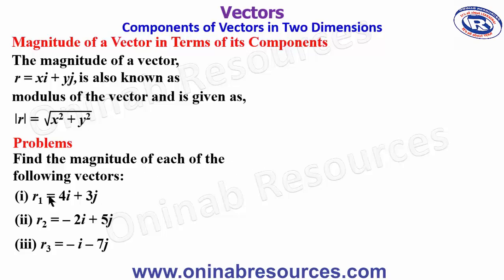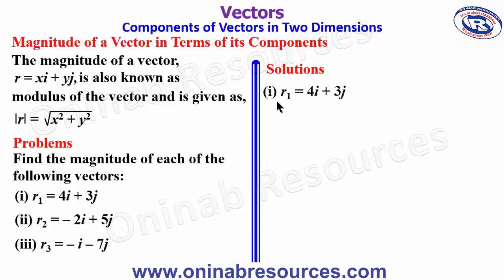Find the magnitude of each of the following vectors. We have r1, r2, and r3. So in our solution, we start with r1. r1 is equal to 4i plus 3j, so that the magnitude of r1 now is the square root of 4 squared plus 3 squared. 4 squared is 16 plus 9, giving us 25. We have it as root 25, and root 25 is equal to 5. And that's all for the magnitude of r1.